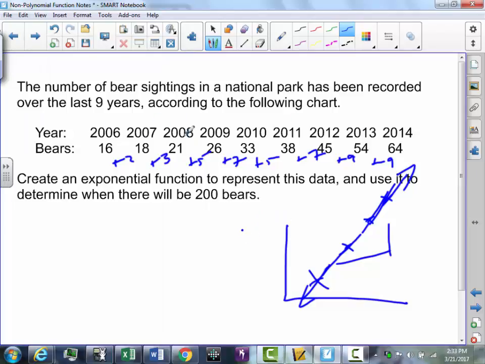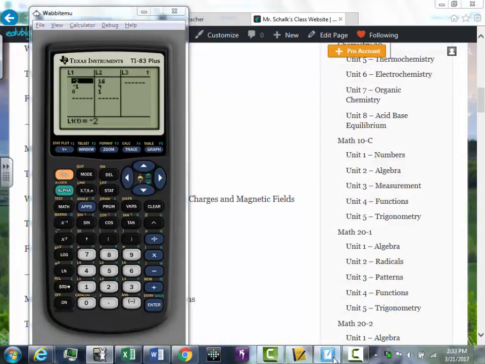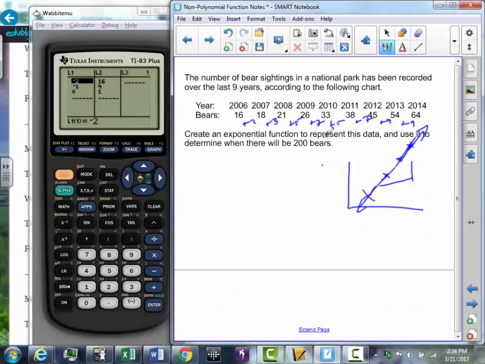So let's try this question now. I need to plug in this data right here. If I'm going to do that, I go to my calculator, I go to stat, and I go to edit, and I have to start typing in some of this data.